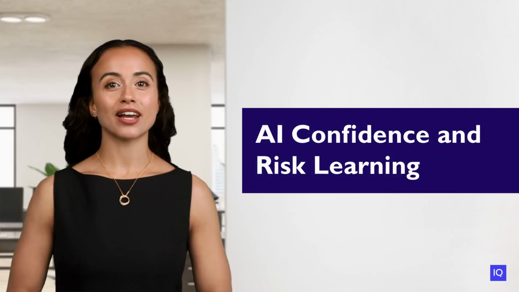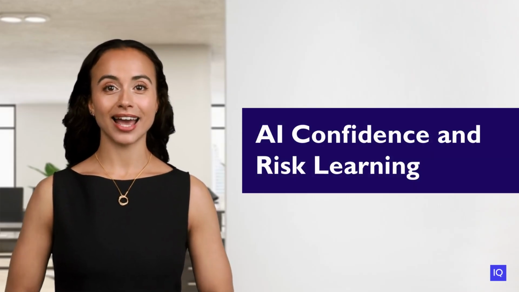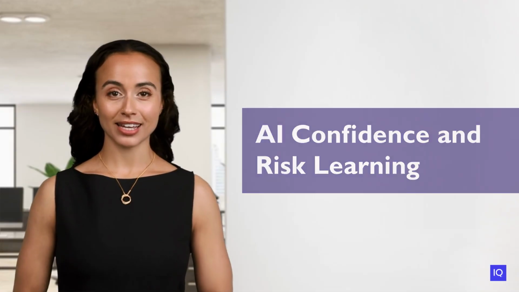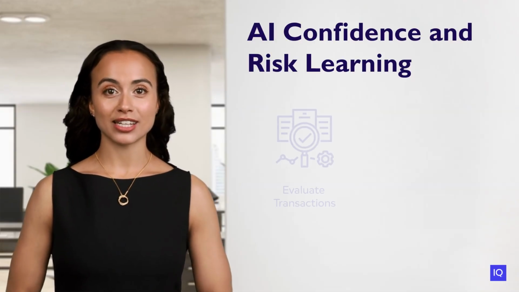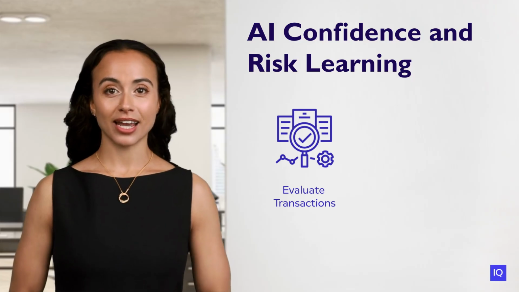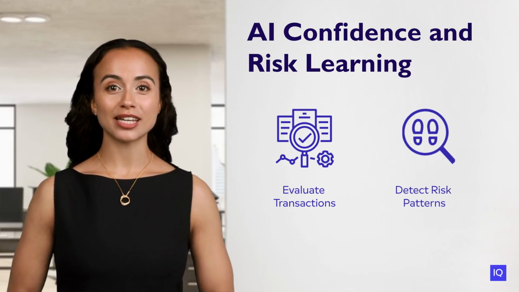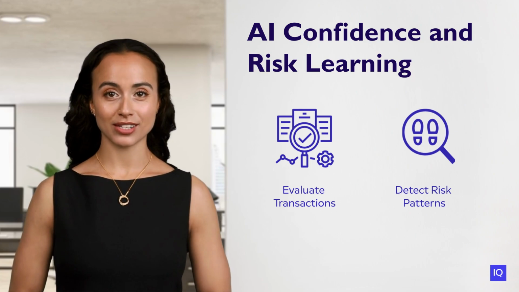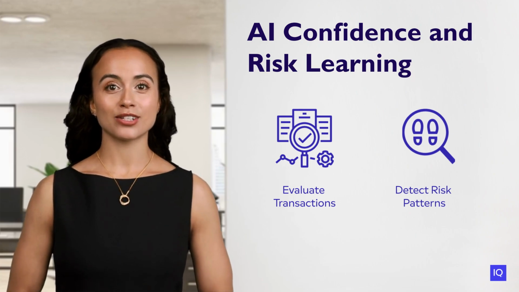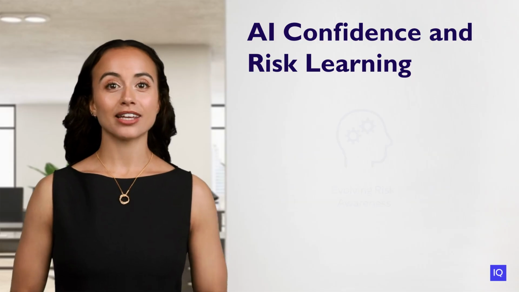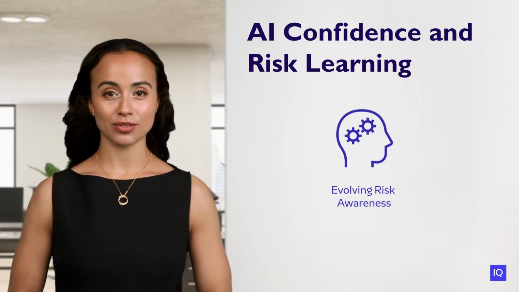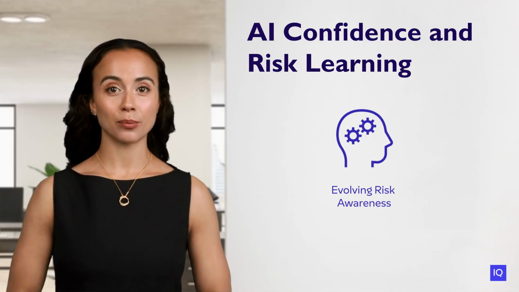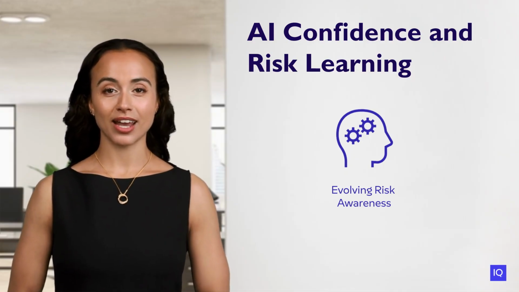The second layer of Case IQ's scoring engine is AI confidence or risk learning. This layer uses machine learning to evaluate each transaction and detect unknown or evolving risk patterns across multiple dimensions in a way that a rules-based scoring method cannot. It learns from your prior monitoring results and improves over time to become more predictive to show you transactions that you might find worth investigating further.